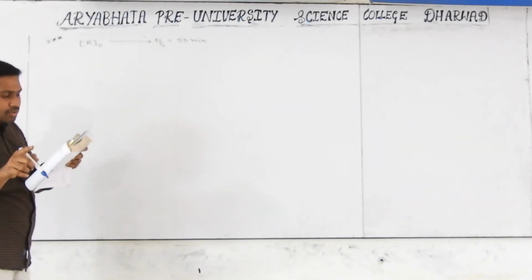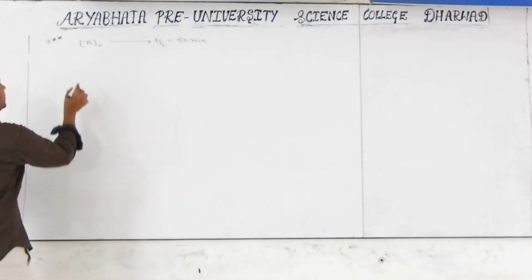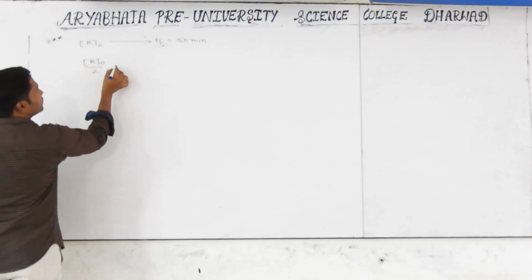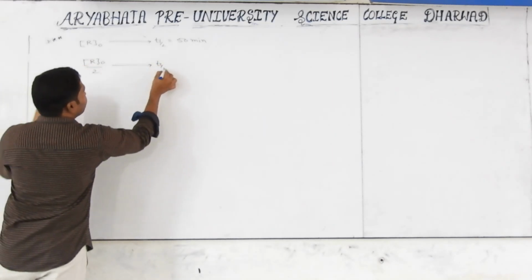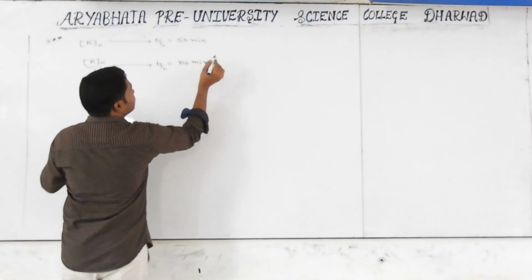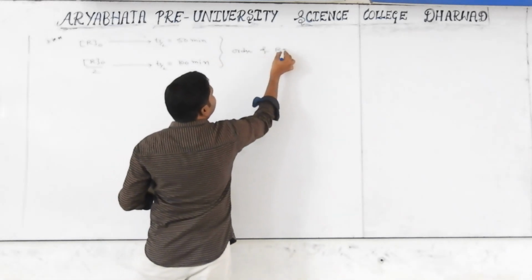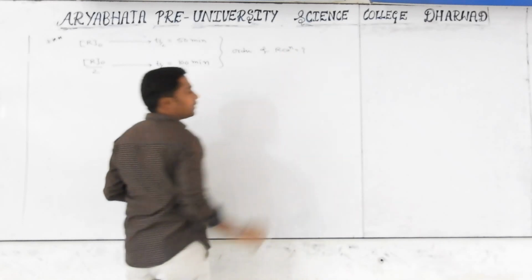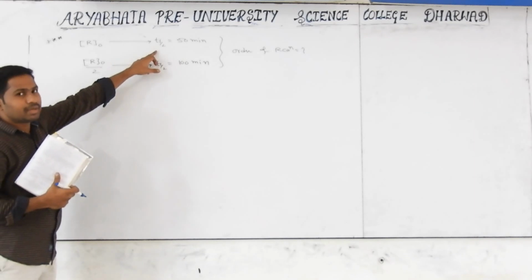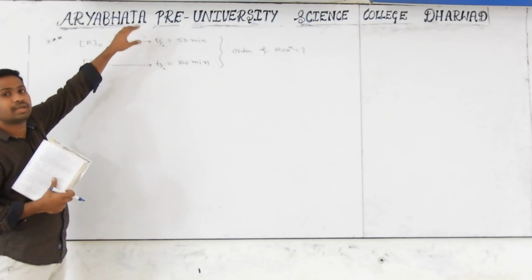If the initial concentration of the reactant is reduced to half of the original value, means he is dividing the initial concentration of the reactant by 2, then half-life time is becoming 100 minutes. Then the question is, what is the order of reaction? Very nice competitive question. If initial concentration is R0, then half-life time is 50 minutes. But the concentration is reduced to half, then half-life time is going on increasing.